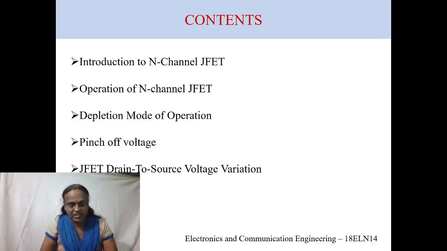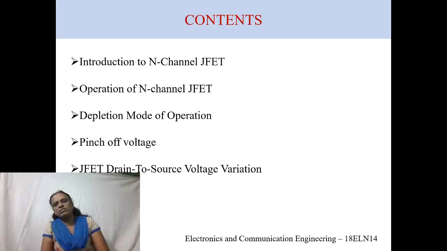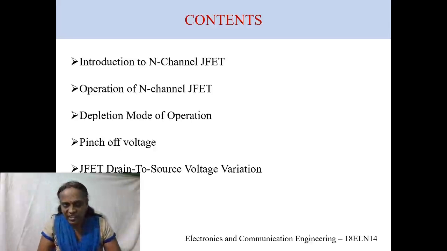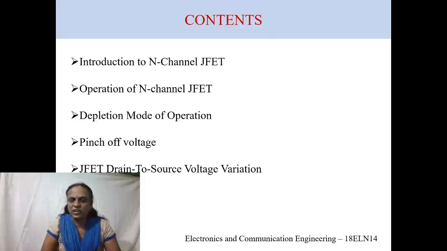seen that it has three terminals, namely gate, drain, and source, along with the channel. And we are seeing the channel can be used for both N-type and P-type. Hence, we have two types of JFET. In this continuation of the FET, we take only one type of channel and see the construction, working, and operation of that particular channel of a JFET.